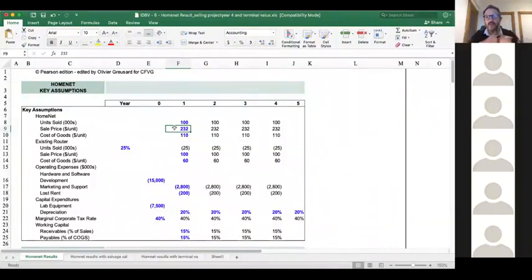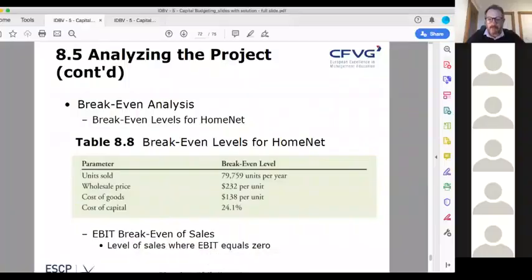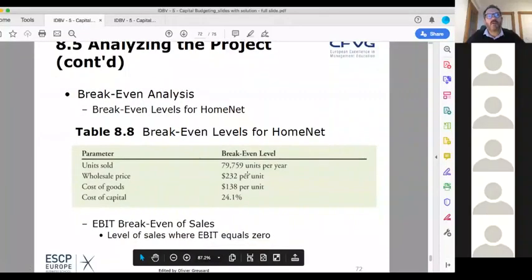So when you do a break-even point analysis, you change only one assumption at a time. So that's why I came back to 100 for the quantity to sell. And you see for each parameter what is the minimum value you should have if the other parameters are held constant, okay? So you can have a better understanding of your project. And so you have some values for the whole net project.